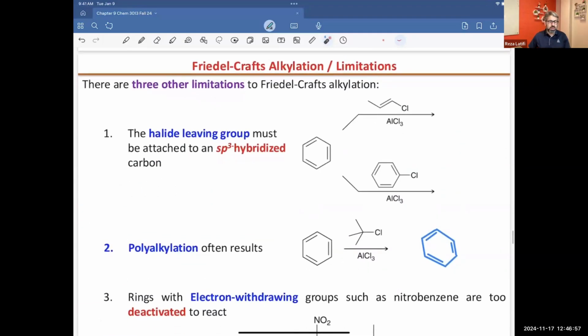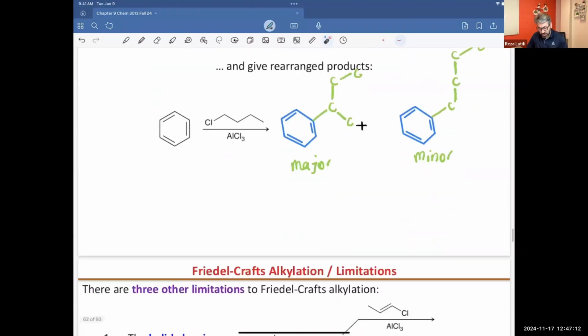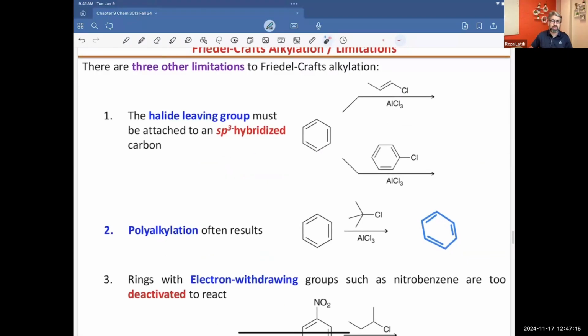So I'm going to highlight some of the limitations with the Friedel-Crafts alkylation. The first one, we said if we use the primary, it will go through rearrangement. So instead of a primary carbocation, we might get a secondary or tertiary carbocation. And another limitation: if you are using an alkyl halide where the halide is sitting on a carbon with sp2 hybridization, the reaction is not going to happen. So in this case, I'm going to say no reaction.